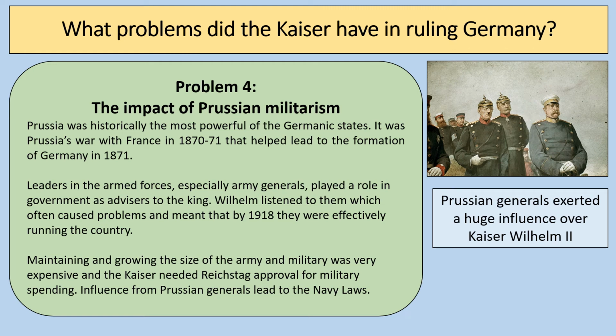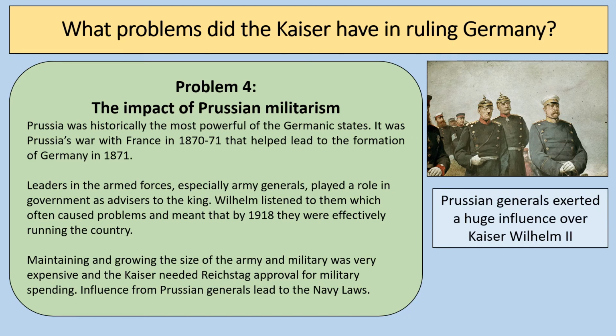Historically, Prussia was the most powerful of the Germanic states, and it was Prussia's war with France, the Franco-Prussian War, that essentially led to the formation of Germany in 1871. Now, the leaders in the armed forces, especially the army generals, were advisors to the Kaiser, and Wilhelm listened to them, and it often caused problems. Certainly by the end of the First World War in 1918, they were effectively running the country, to be honest.